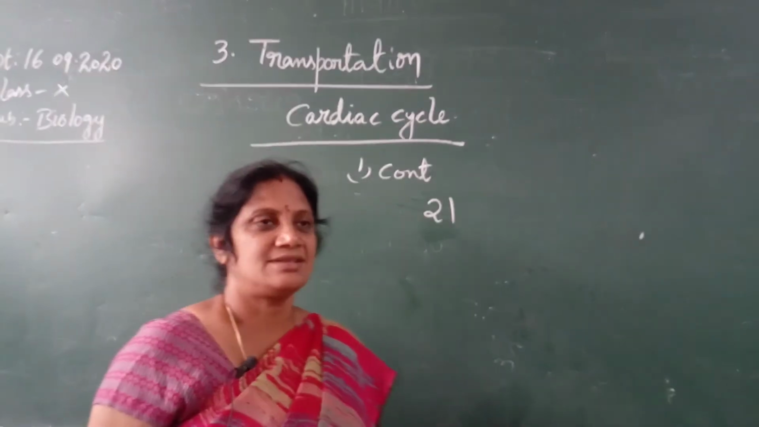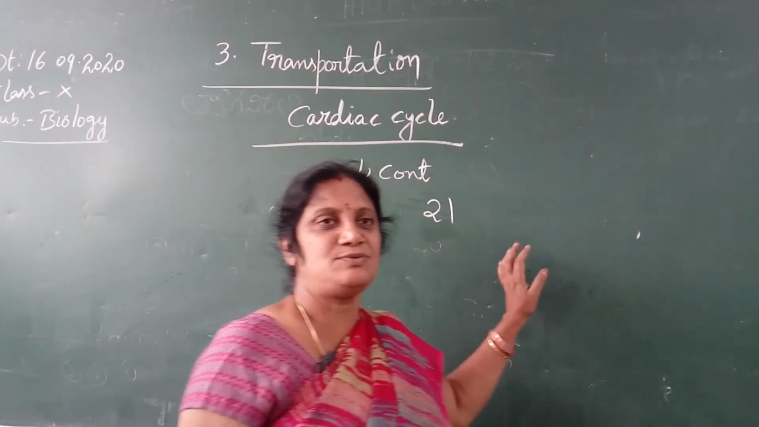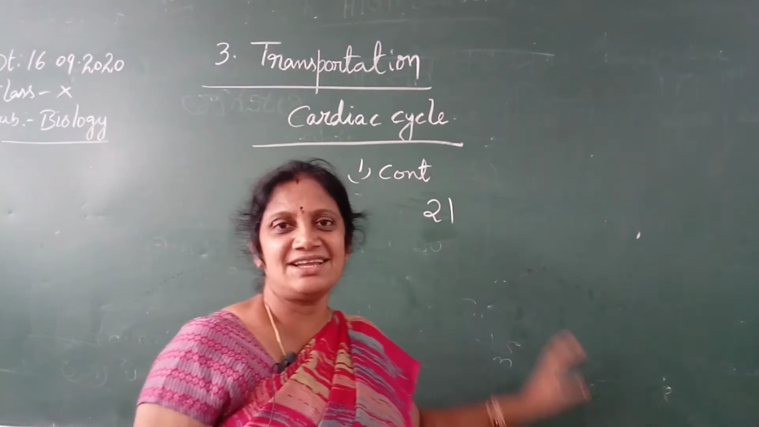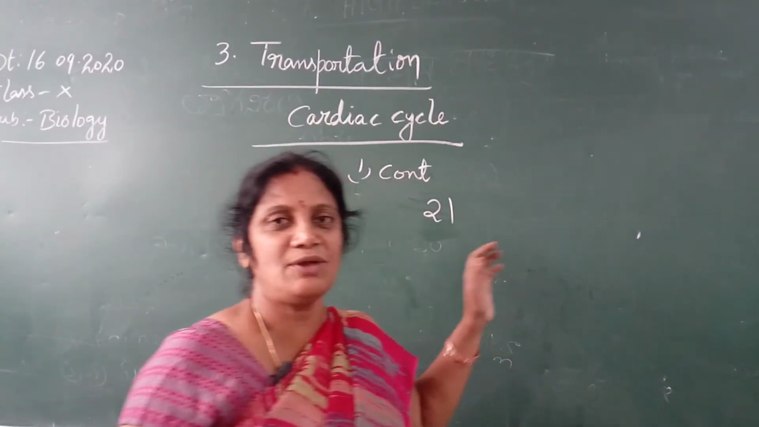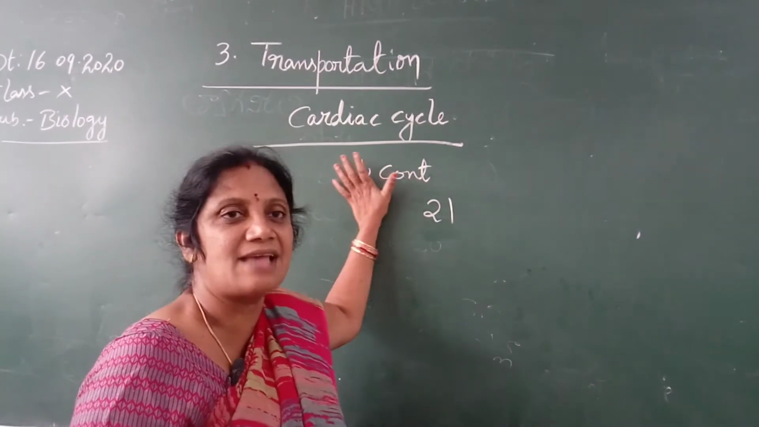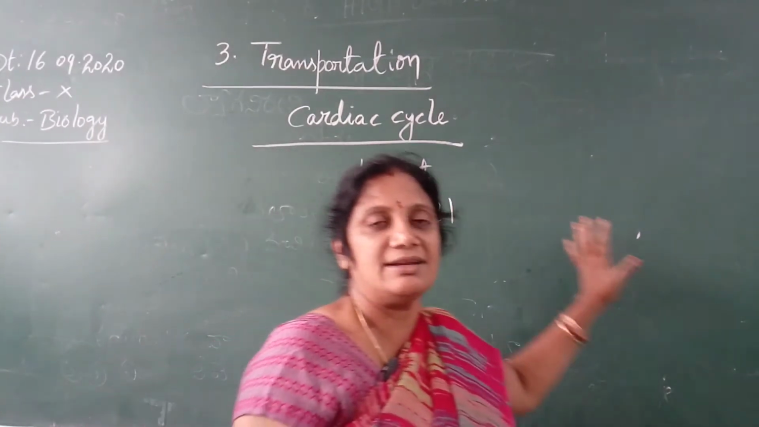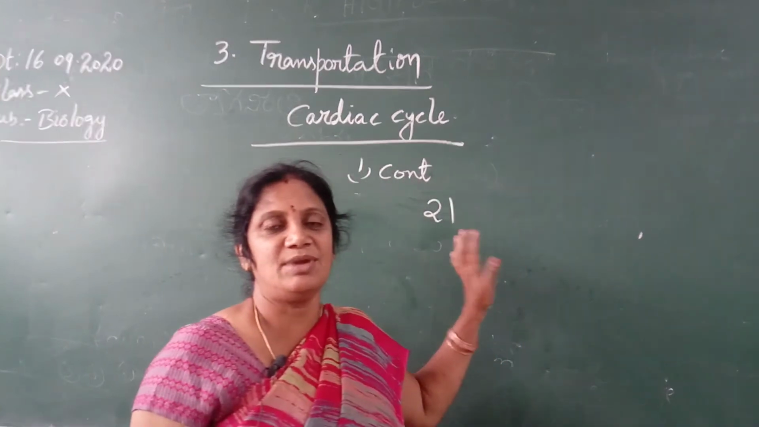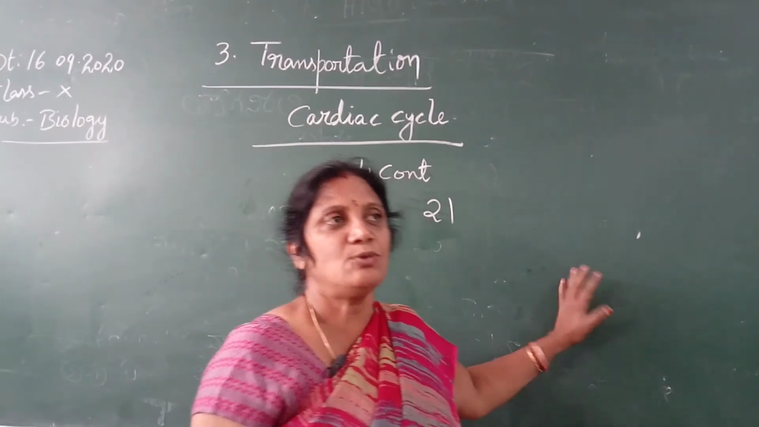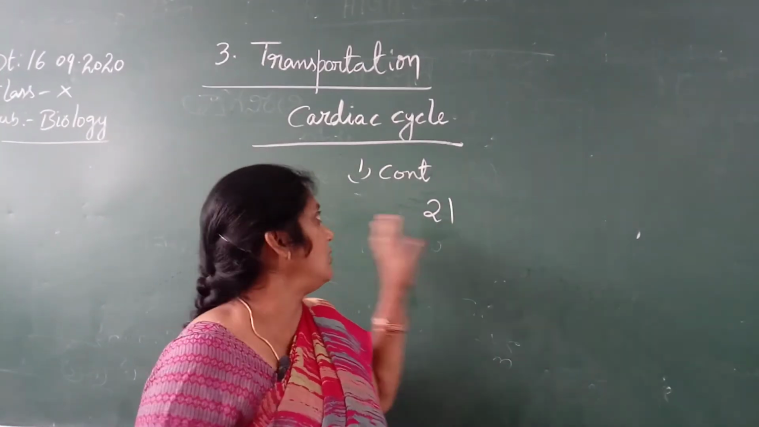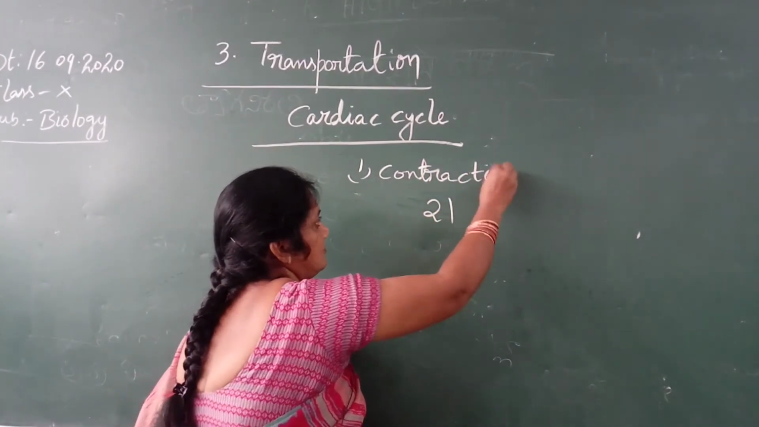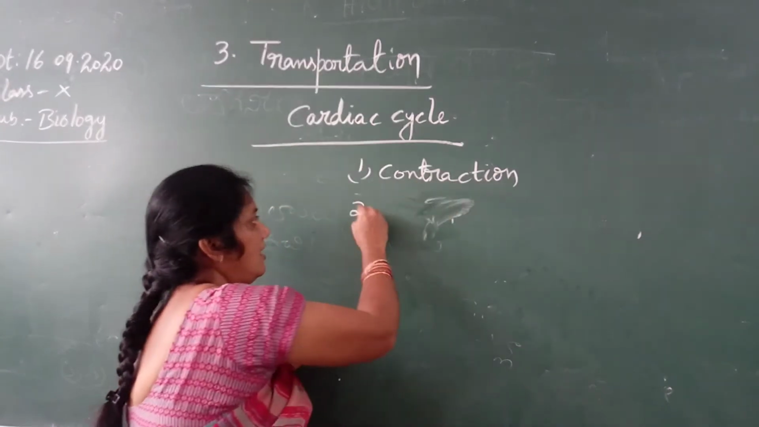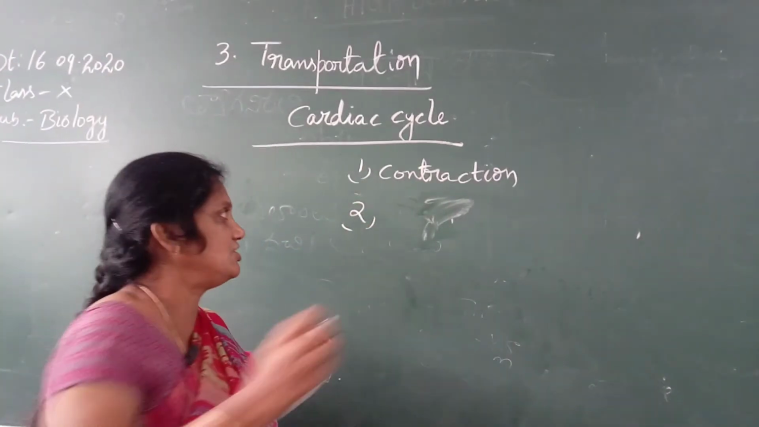Good morning, students. In the previous classes, we discussed the internal structure of the human heart and the blood vessels. Today we will discuss the cardiac cycle. What do you mean by cardiac cycle? Cardiac cycle means heartbeat. One heartbeat comprises one contraction and one relaxation.